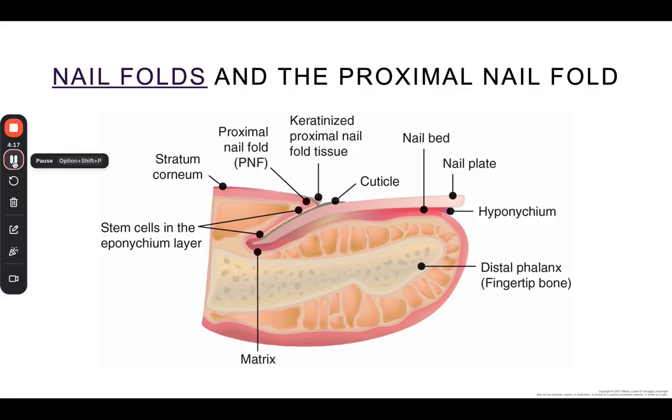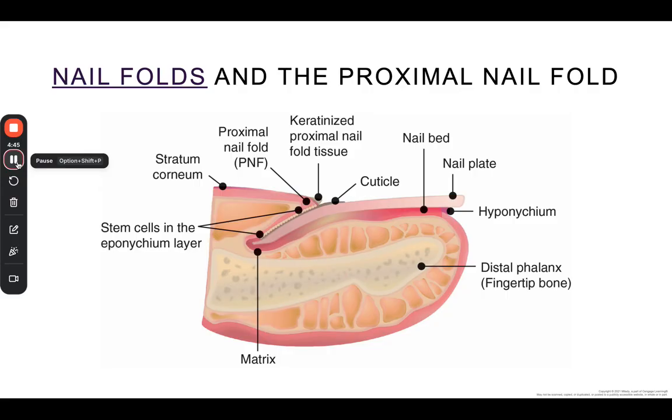The lateral nail fold, also known as the sidewall, is the fold of skin overlapping the side of the nail. As you can see here on the screen, we do have the proximal nail fold that is visible, but again, on the side of each fingernail, you also have sidewalls, which are also nail folds as well.